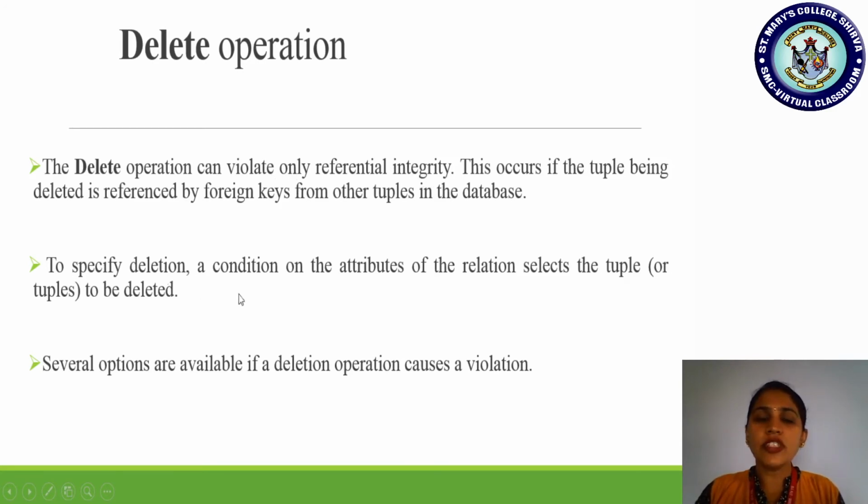To specify deletion, a condition on the attributes of the relation selects the tuple to be deleted. So whenever we are trying to delete a record, we should specify the condition. What is that condition? Like if I say delete from department where D number is equal to 5. What is the condition? I am providing an attribute with a certain value, which is the department number attribute. What is the value? If it is value 5, it has to be deleted. What is the relation name I told? Delete from department. Department is the relation name I am giving.